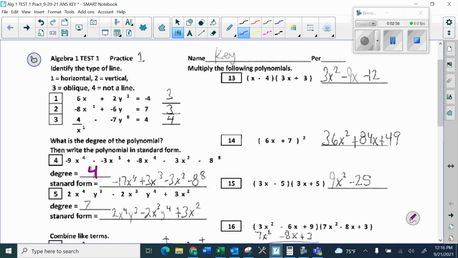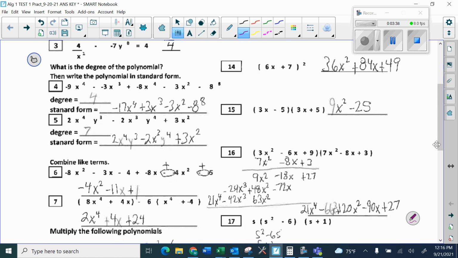Then it says write it in standard form. Standard form means from highest degree down. Well, since I have 2 degree 4s, I have to put those together. So negative 9 and negative 8 is negative 17, x to the 4th. There's only 1 cubed. Negative times negative is positive, so it's plus 3x cubed. There's only 1 x squared, so minus 3x squared. And then minus 8 to the 8th. The constant goes last. You do not have to multiply or put on a calculator 8 to the 8th power. You can just leave it written like that. That's fine. The point is that you know to go highest degree down and to combine like terms if you can.